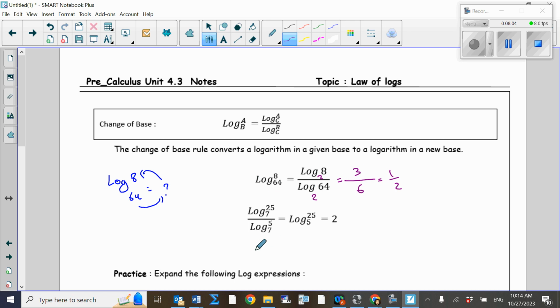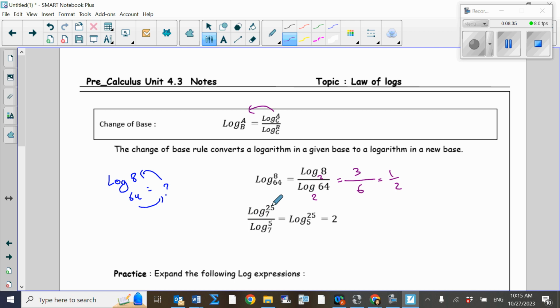Here's another example. I have log of 25 base 7 over log of 5 base 7. This time we're going from the right side of this equation to the left side. So since evaluating this expression is not easy for me because I don't know 7 to the power of what number equals 25 or 7 to the power of what number equals to 5, I can condense this into one log as log of 25 base 5.